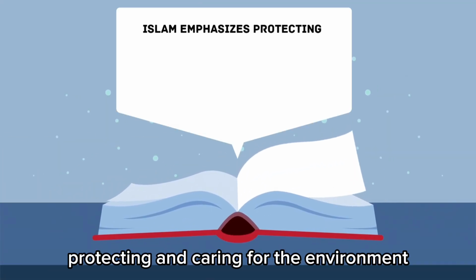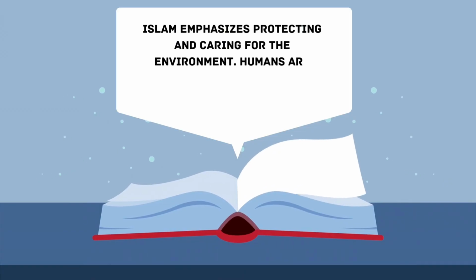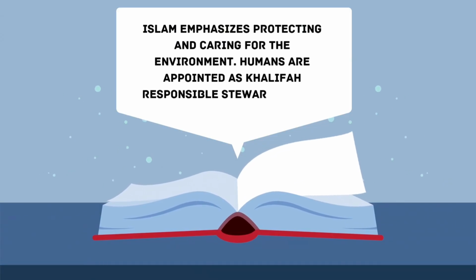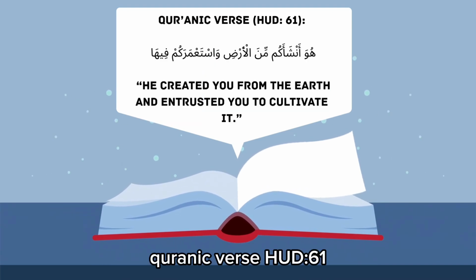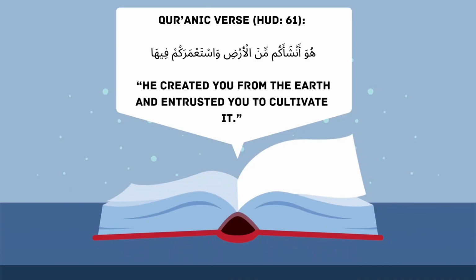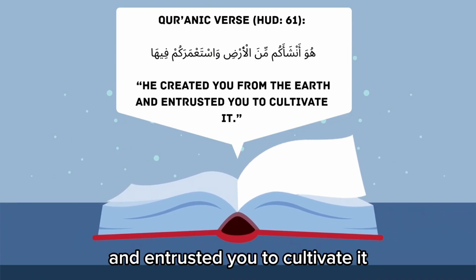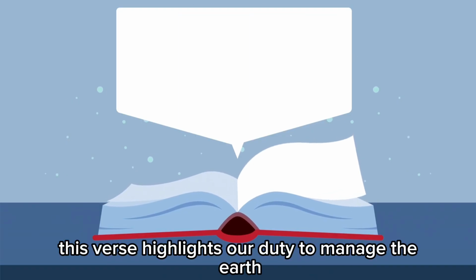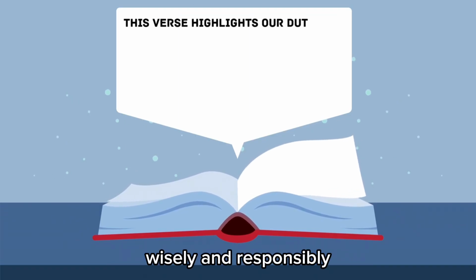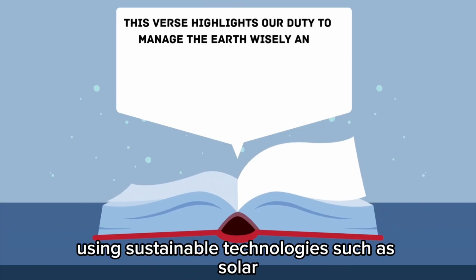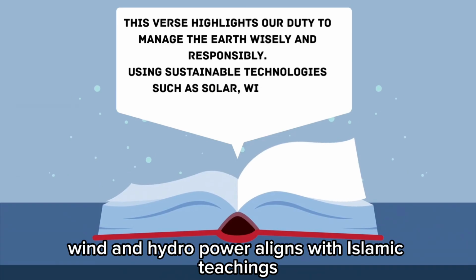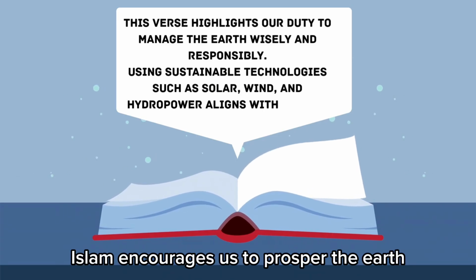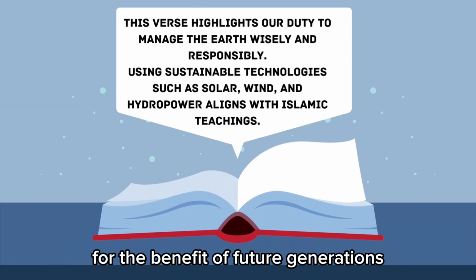Islam emphasizes protecting and caring for the environment. Humans are appointed as Khalifa, responsible stewards of the earth. Quranic verse, Hud 61: Huwa ansha'akum min al-ard wasta'marakum fiha. He created you from the earth and entrusted you to cultivate it. This verse highlights our duty to manage the earth wisely and responsibly. Using sustainable technologies such as solar, wind, and hydropower aligns with Islamic teachings. Islam encourages us to prosper the earth without harming it, for the benefit of future generations.